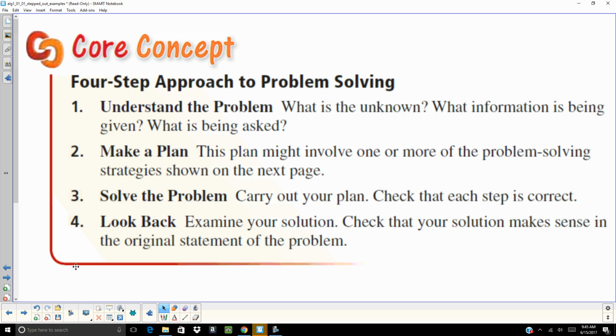When you are solving a word problem, you want to understand the problem. What's going on? What's being asked? You're going to make a plan. How are you going to approach this problem? You're going to solve the problem. That just means you're going to carry out that plan. And you always want to look back and ask yourself, does that make sense? Is that a reasonable answer? Does that seem logical? You might want to take a second and pause, copy these down, and then we will approach a problem.